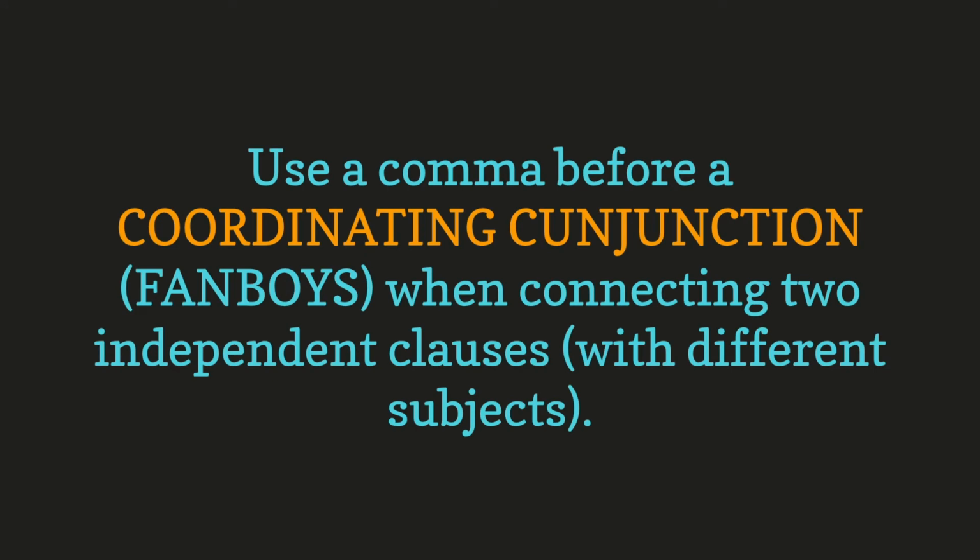Okay, this one is a little bit of a mouthful, but I know that Miss Hesse went over these with you guys, and we also, if you had me last year, talked about this a ton. So a comma comes before a coordinating conjunction. Remember, coordinating conjunction is just a fancy word for a fanboy. Fanboys are for, and, nor, but, or, yet, so. It's an acronym that stands for those words.